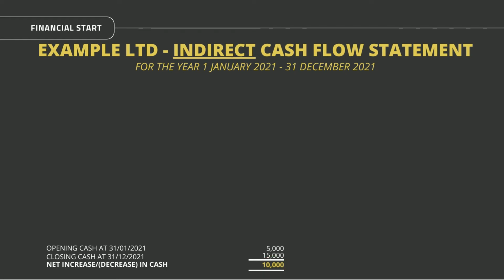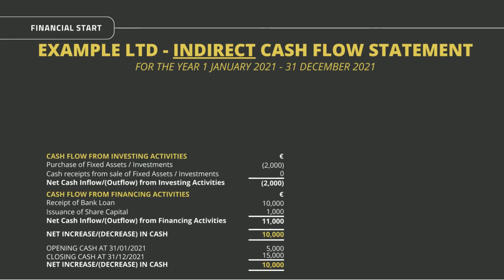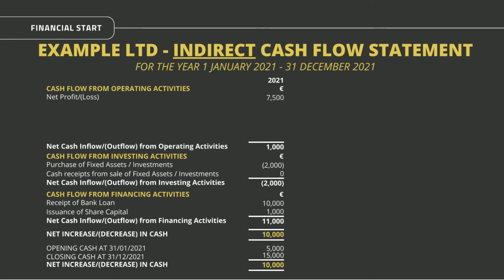The indirect method is only slightly different, so let's take a look. The financing activities section and the investing activities section are actually the same in both methods, so we can just put them back in. The difference lies in the operating activities section. We start by simply lifting the profit or loss figure from the profit and loss statement and then add non-cash items back to it, like depreciation and amortization, or gains and losses made on the sale of non-current assets.